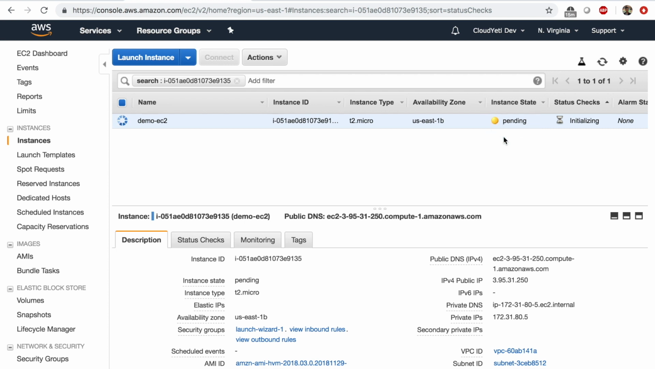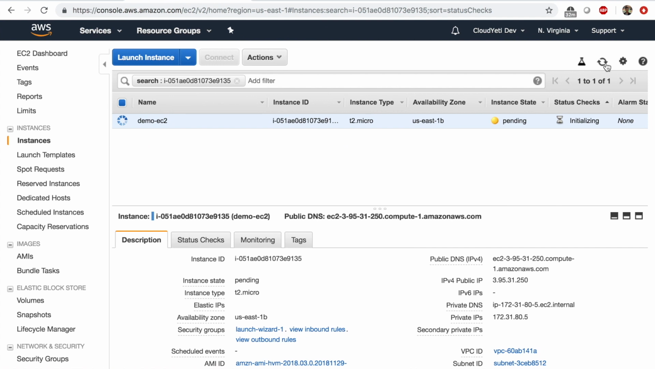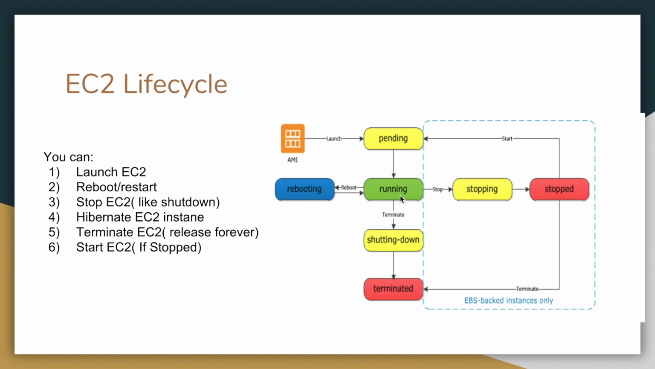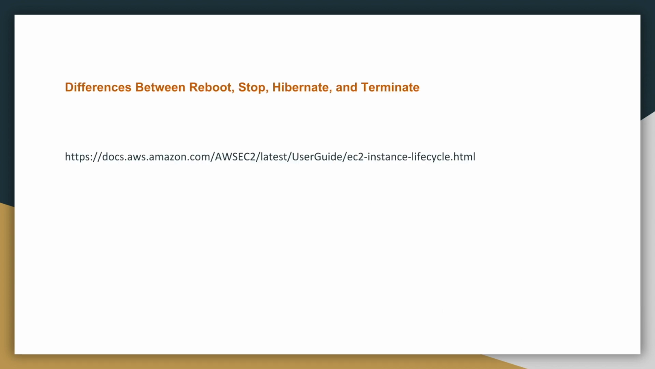pending. Going back to the slides, when you launch an EC2 instance with an AMI, it goes to a pending state. After a while, it will go into a running state. It did go into a running state. After it goes into a running state, you can reboot your instance, you can stop your instance, or you can terminate your instance. You can also now hibernate your EC2 instance, but these are the EC2 instance lifecycle states that you have to know. You can read the differences between what happens when you reboot, stop, hibernate, and terminate your EC2 instance by going to this link.